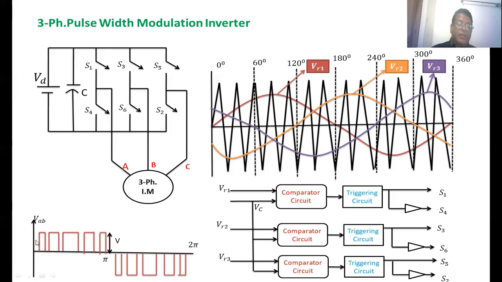This is the output voltage of a PWM inverter. See, in the output cycle, if you observe the width of the pulse, near 90 degrees it will be higher, and away from 90 degrees the width of the pulse will be lower. We call this a pulse width modulation inverter.